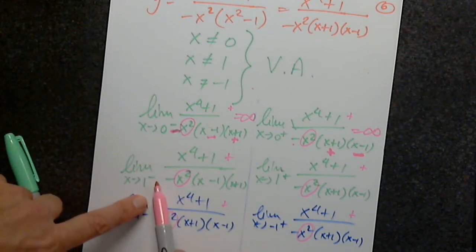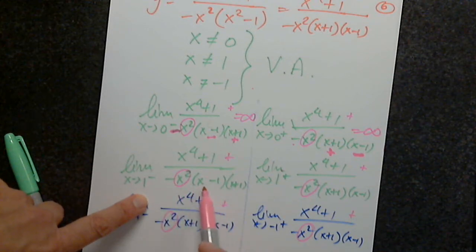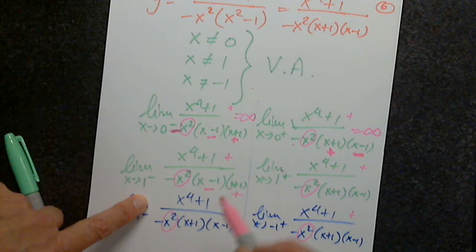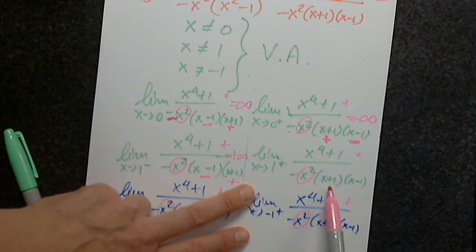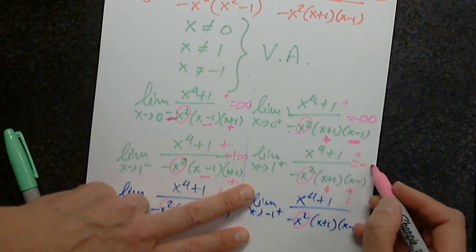1 from the left, 0.9. 0.9 minus 1, negative. 0.9 plus 1, positive. Two negatives, positive, infinity. 1 from the right, positive, positive, negative, negative, infinity.